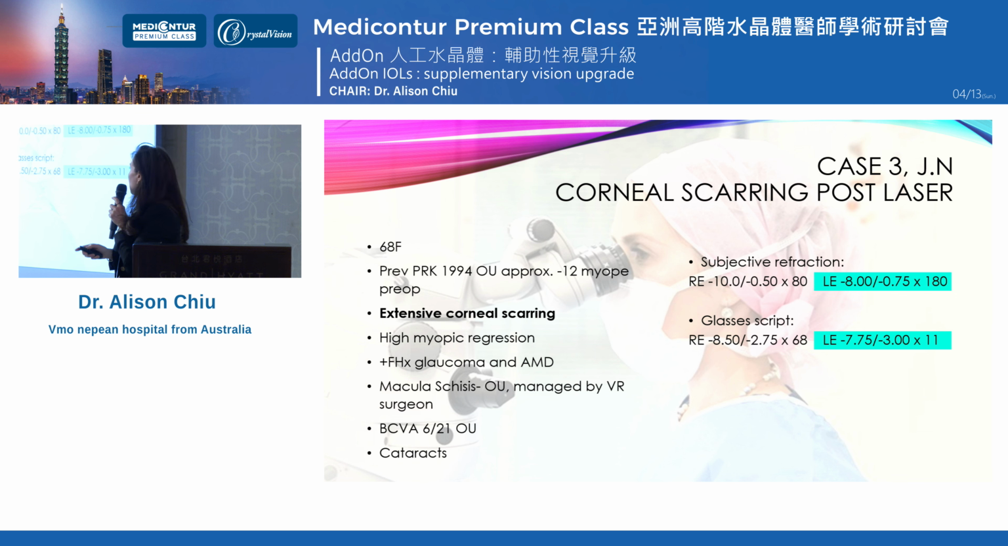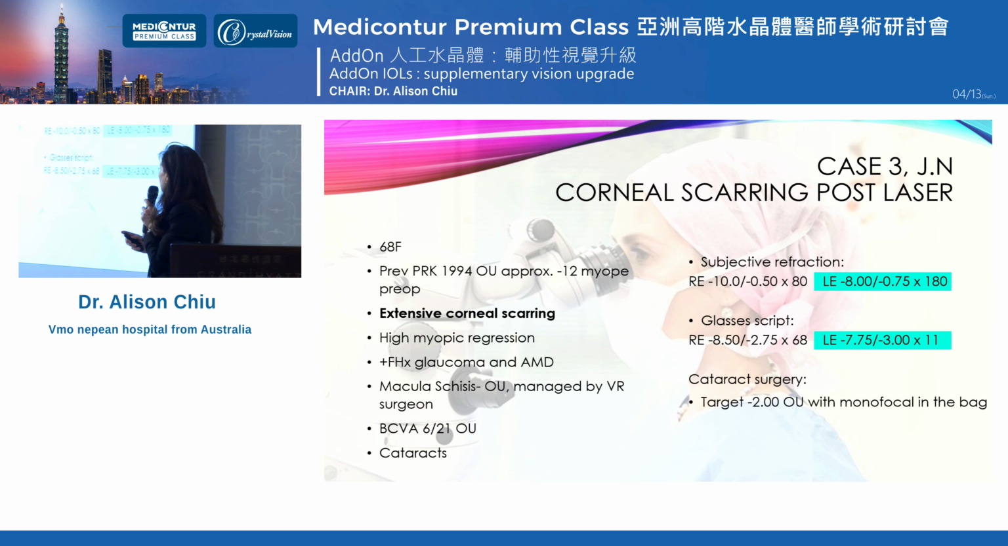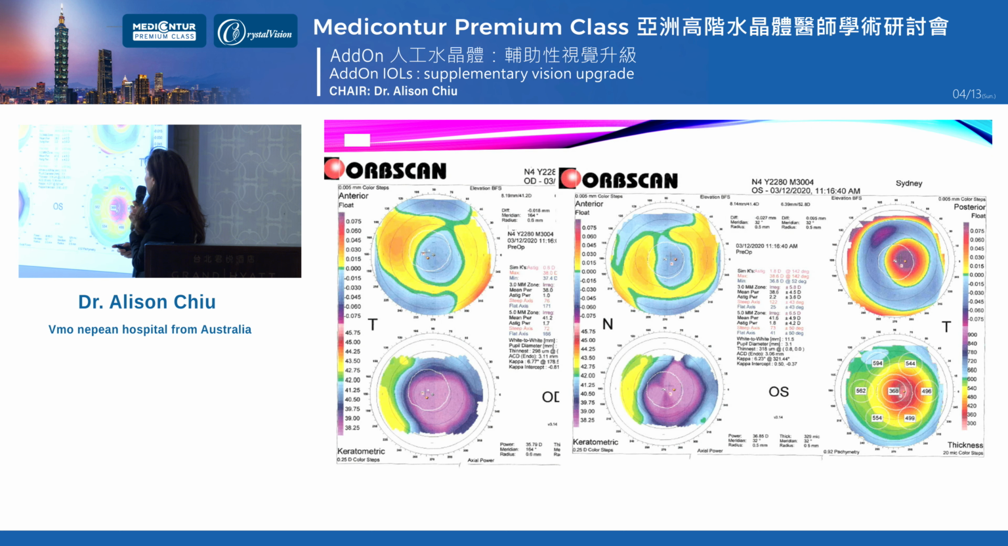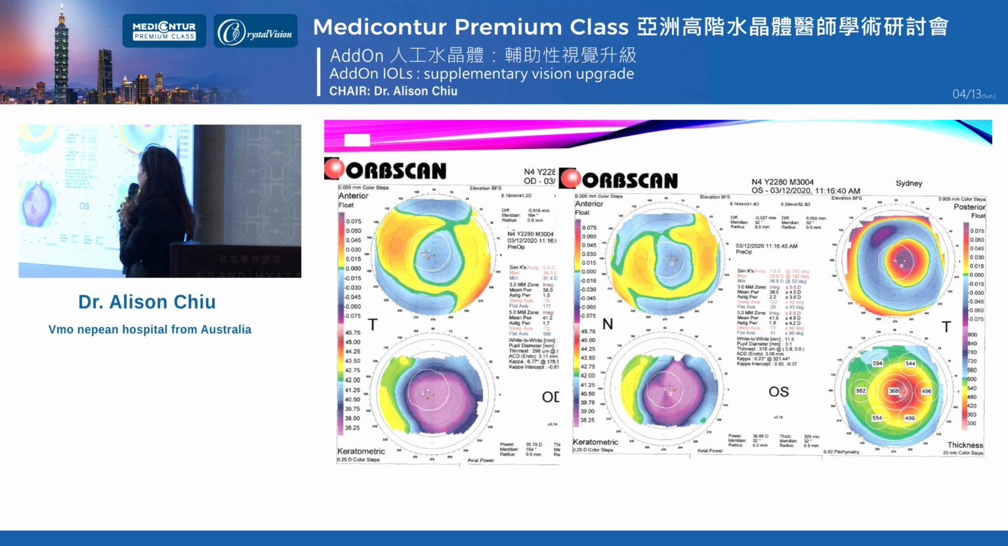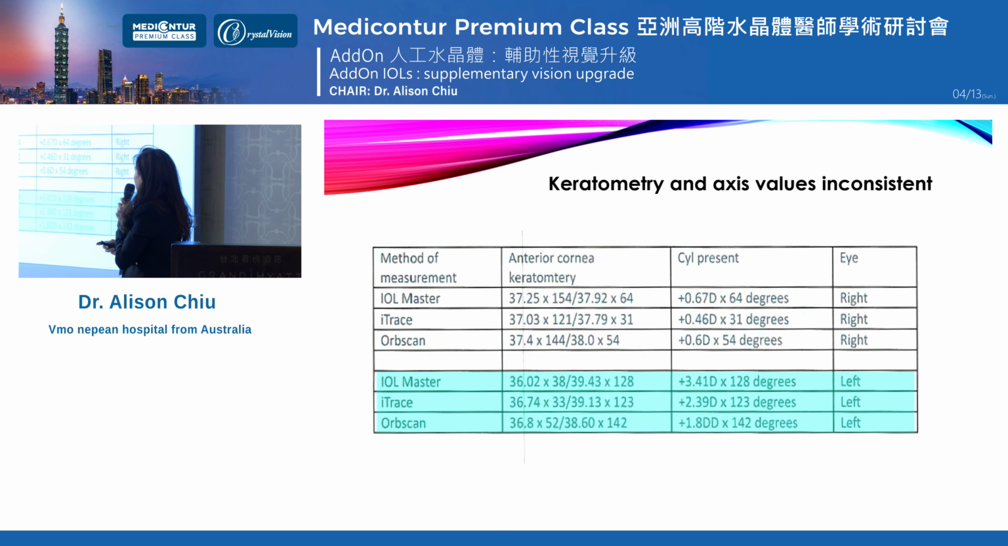And again, the glasses script was very inconsistent with the subjective refraction. And we decided through our conversation that we were only going to use a monofocal lens because of the corneal scarring, and we were going to aim to keep her myopia but make her about -2. So very abnormal topography with extensive corneal thinning and very flat corneas.